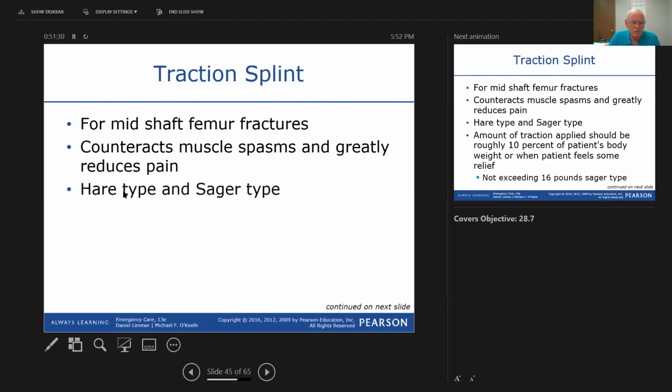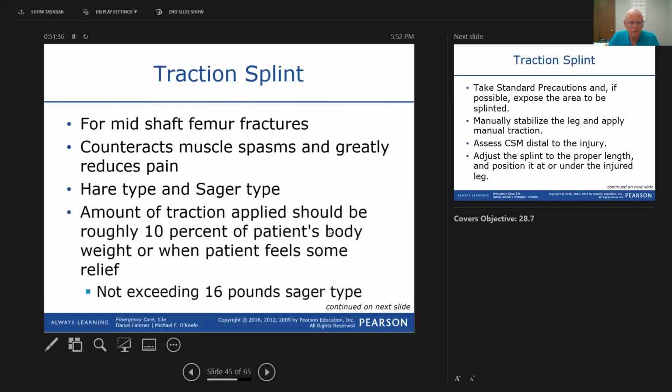So again, there's the hare type, which is the 2-pole type, and then the Sager type, which is the 1-pole type. So the amount of traction applied should be roughly 10% of the patient's body weight. That's primarily for the Sager. The maximum is 16. There's a gauge on the crank on the 1-pole Sager that you can go to, and don't go past 16, okay? When it comes to the 2-pole hare splint, then we go by when the patient feels some relief. Okay, then we can stop the crank, okay, and then finish strapping the leg to the device.